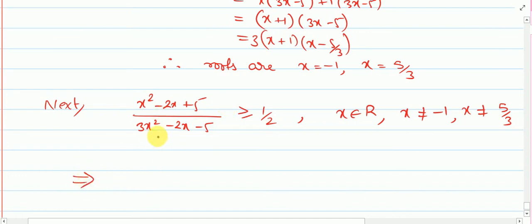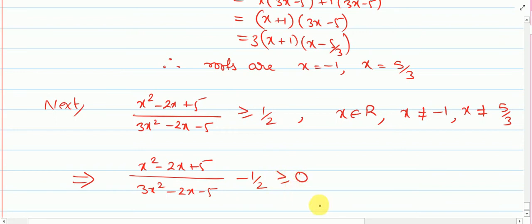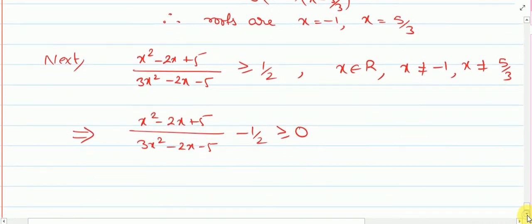Now as we have found that this is not always positive, we will not multiply the right hand side by this denominator. We will bring this right hand side to the left hand side. So we get x square minus 2x plus 5 upon 3x square minus 2x minus 5 minus half greater than equal to 0. Then we'll simplify it.